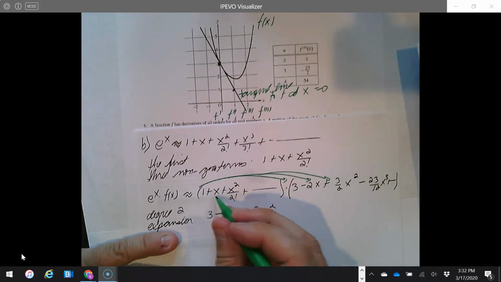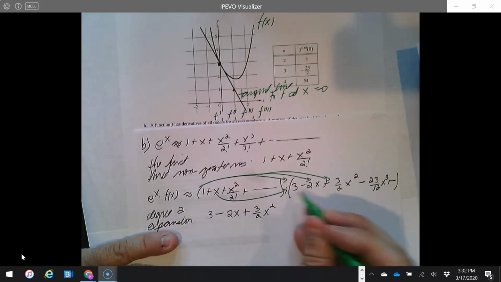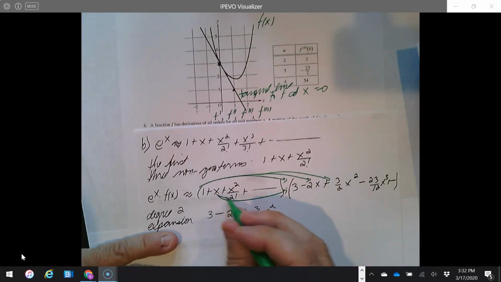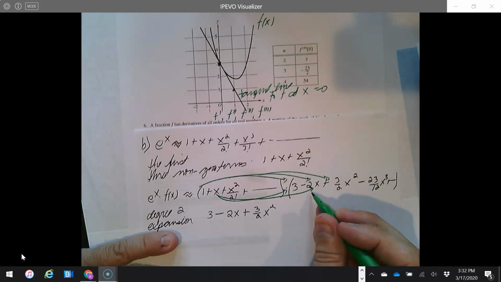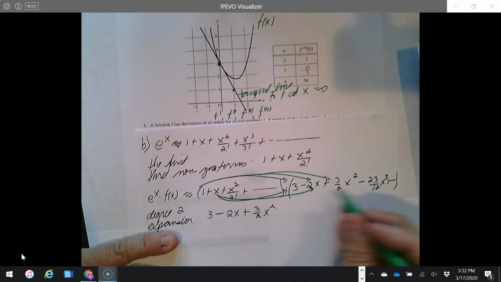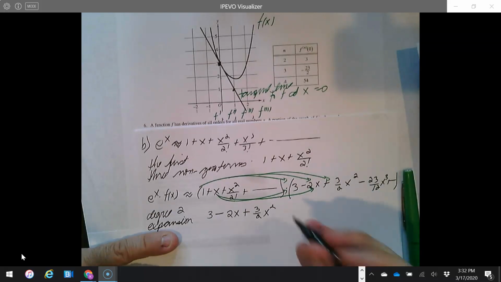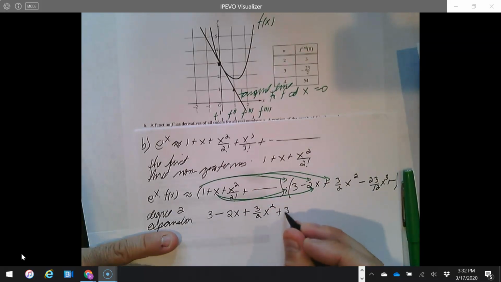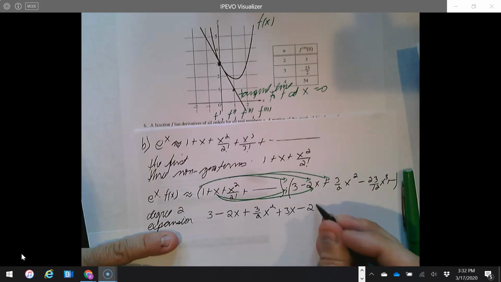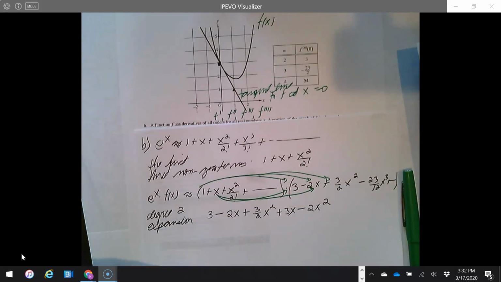I'm now going to multiply the x. x will multiply with the 3, that's okay. The x multiplies with negative 2x, that's okay. But x times 3/2 x squared is cubic, that's too big. So I'm going to also add in 3x minus 2x squared.